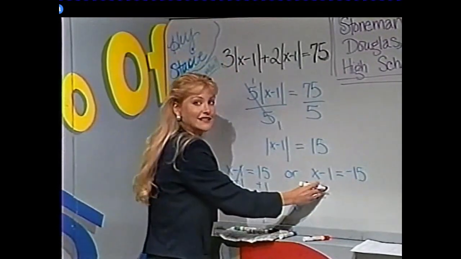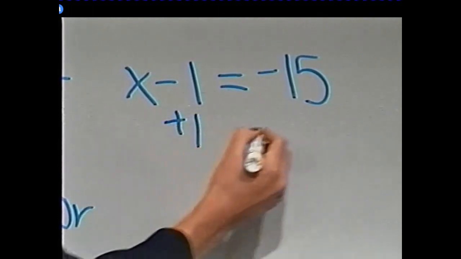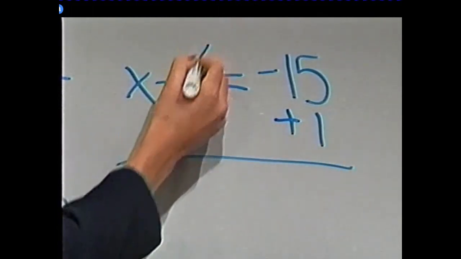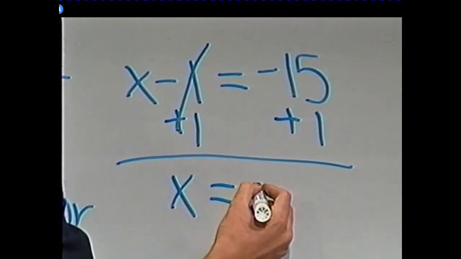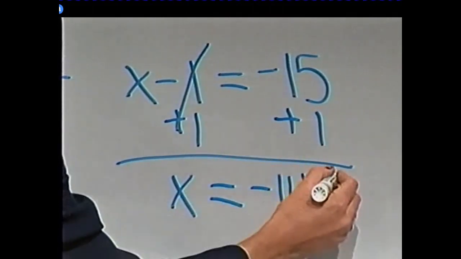Or we can work with this equation here. What do you do to both sides? Add 1 to both sides. Add 1 here. All right. These will cancel, and we'll be left with x equals what? Negative 15 plus 1? Negative 14. Oh, yes, ma'am. Negative 14.